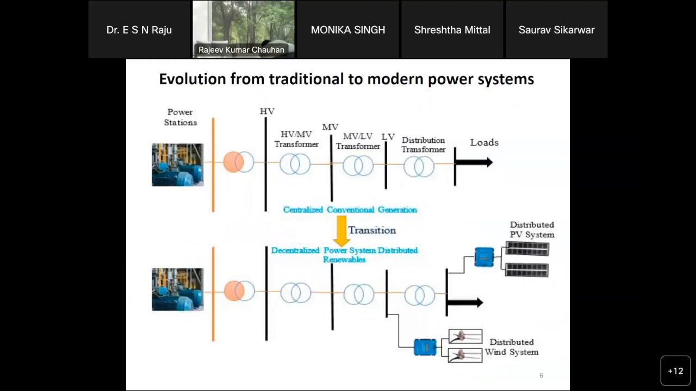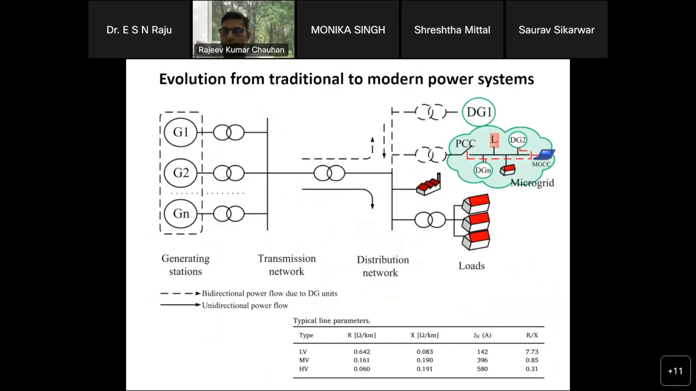If you see the evolution of the traditional power system to the modern power system, the traditional power system mainly has conventional centralized generation, after that primary transmission, secondary transmission, primary distribution, secondary distribution, and the loads. Here we can see we have a single, unidirectional power flow. Coming to the modern power system network, we will have distributed power generation, distributed renewable integration like distributed PV systems, and distributed wind systems. As we can see here, we have bidirectional power flow due to the distributed generation units as well as the microgrids. If you see the conventional one, we have unidirectional power flow.